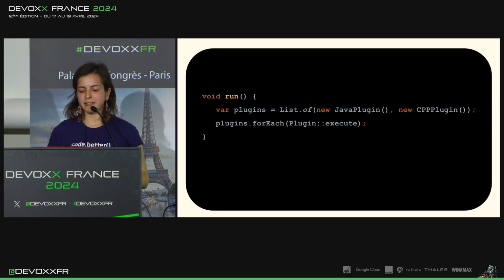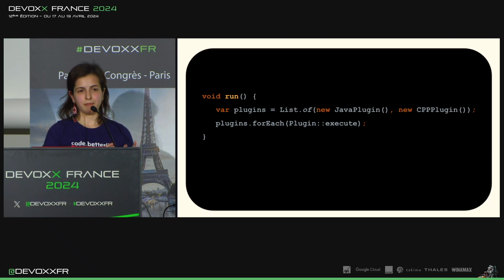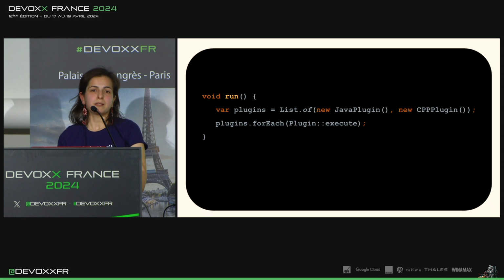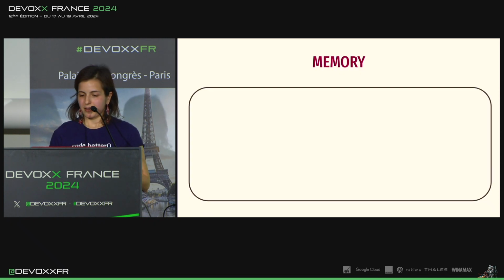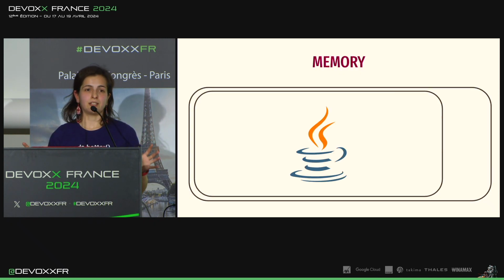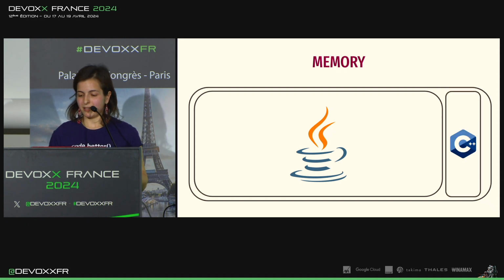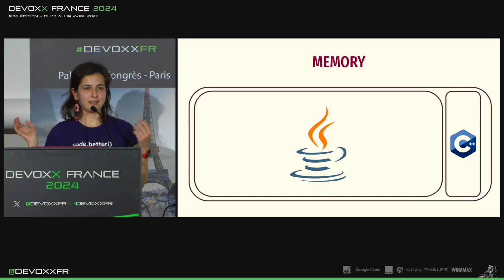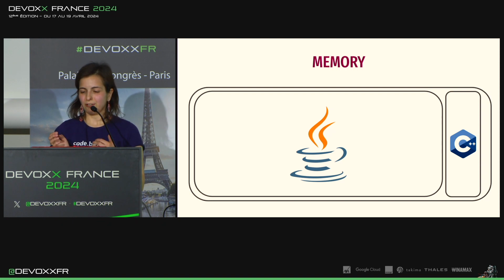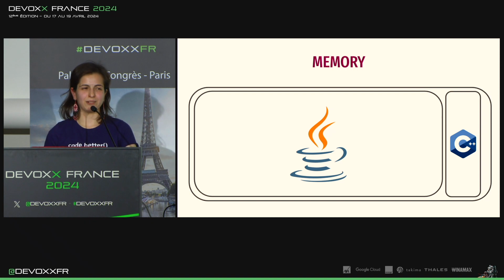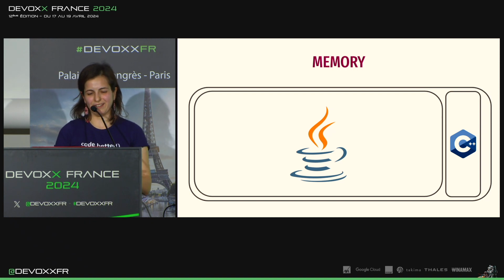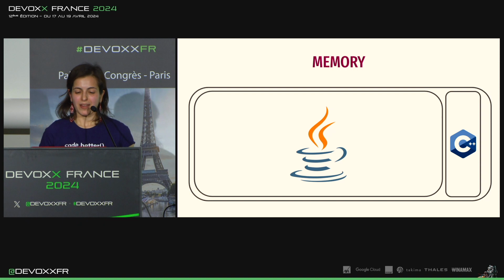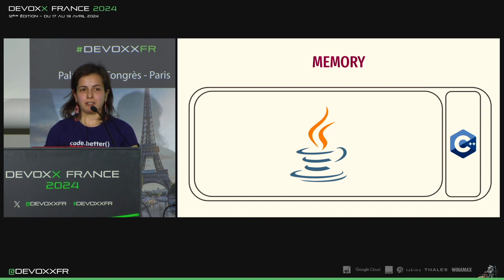So what happened? The Java plugin had a few memory leaks in different places, and it left a lot of garbage in the memory. Then the C++ plugin tries to do something, but because Java ate like 80% of the memory, the C++ plugin could not do anything, and it failed with out of memory. And it would be unfair to blame the C++ plugin developers and not blame the Java plugin developers. So that was the problem.